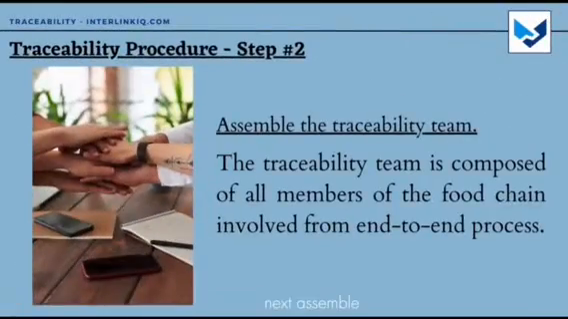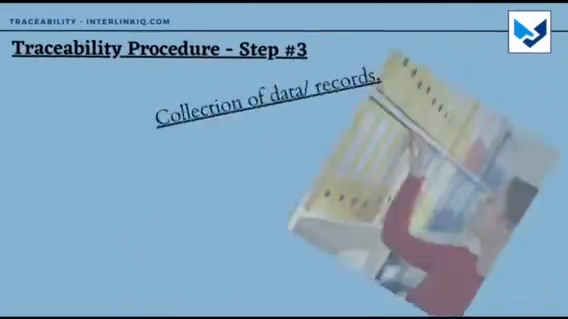Next, assemble the traceability team. This is led by the team leader that will communicate with the team the objectives of the activity and the requirements or documents needed. He or she also consolidates the final report coming from the representatives from the procurement section, warehouse, logistics, quality assurance, research and development, and production team.